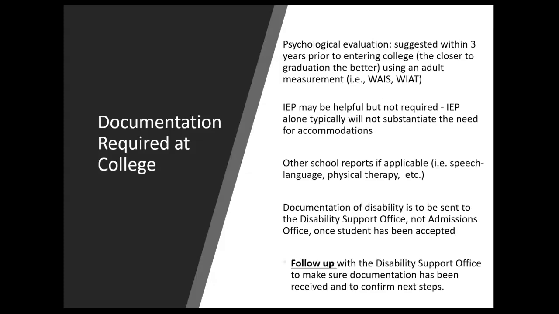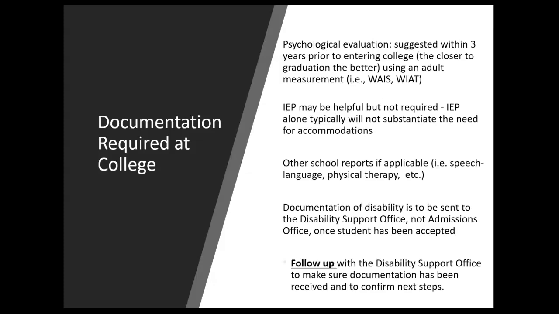An IEP is an individualized education plan, and this is a high school document. Once a student graduates from high school, the IEP is really not a legally binding document anymore. It can be helpful to colleges to see what was on an IEP, but it was a plan that's developed with the high school and for high school students. An IEP alone does not always substantiate the need for accommodations in college.